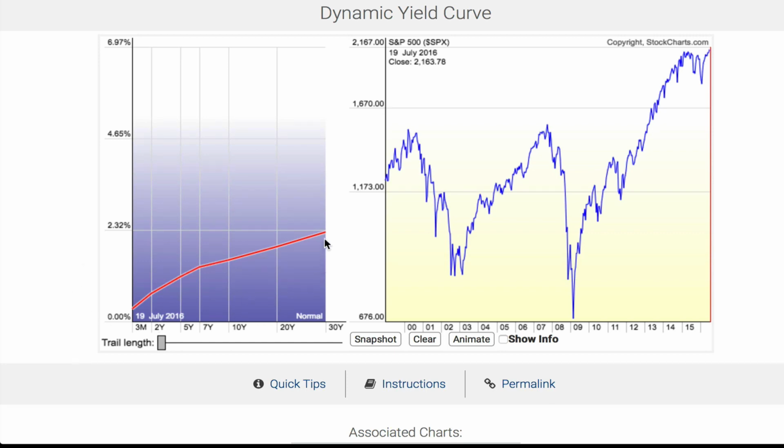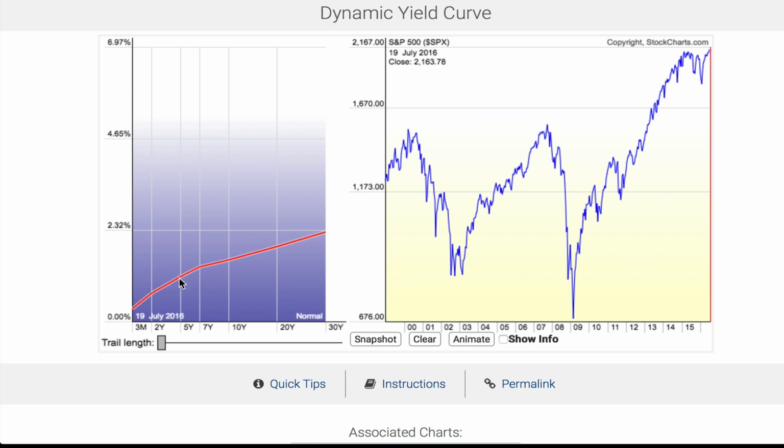Now, the yield curve is the interest rates that the different treasury instruments pay. This is the 30-year bond, the 20-year bond. This is the 10-year note, the 7-year note, the 5-year note, the 2-year note, and this is a 3-month bill. Anything shorter than 2 years is called a bill. 2 years to 10 years are notes, and over 10 years are called bonds. I don't know why, but that's the way it is.